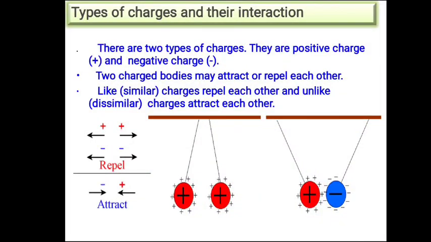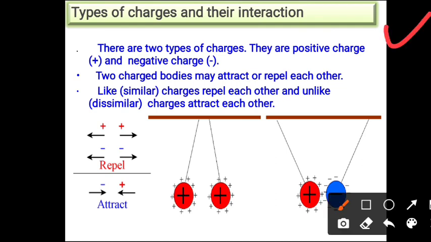Students, today we are covering the topic from the chapter Some Natural Phenomena, class 8 science. This is part 2. Here we are covering the topic types of charges and their interactions. Basically there are two types of charges. The first one is the positive one, the other one is the negative one.